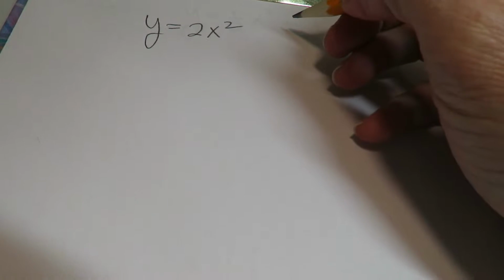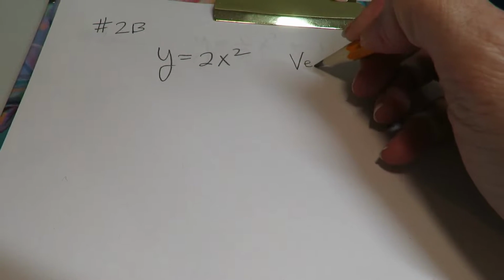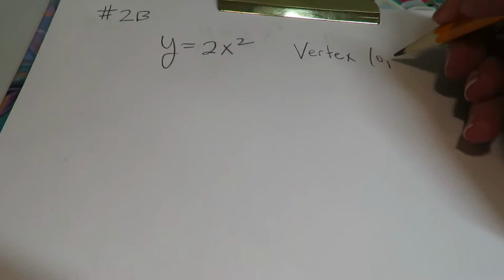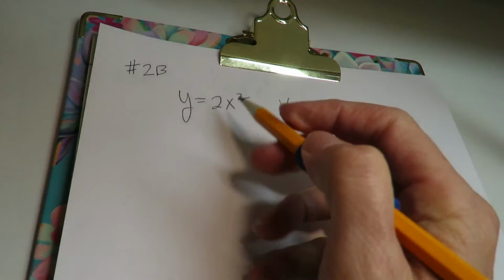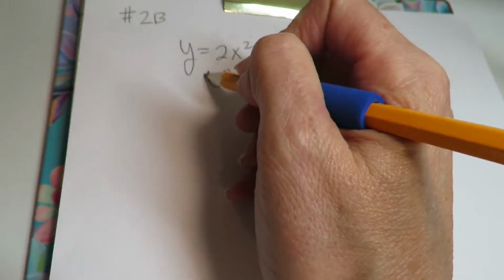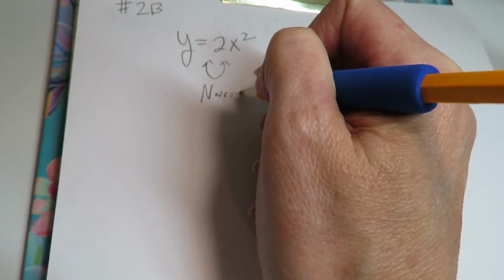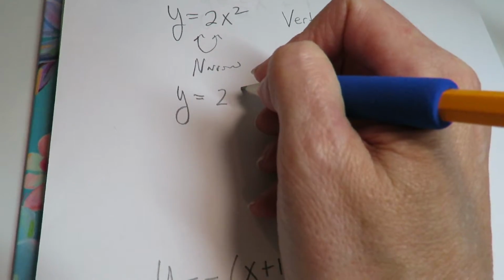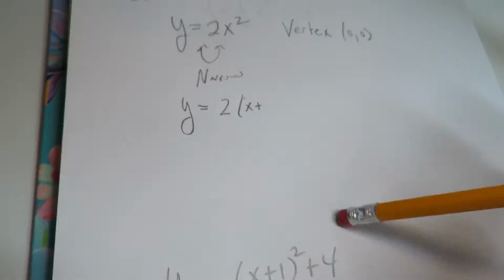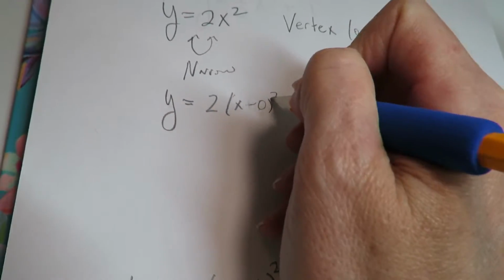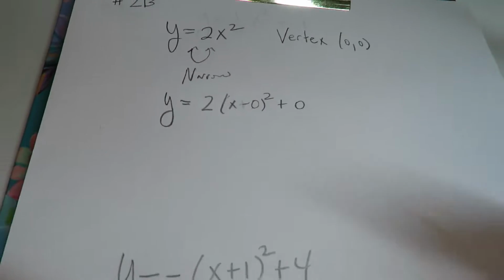So what is the vertex of y equals 2x squared? Okay, the vertex would be (0, 0), because this 2 is doing what? This 2 is making it face up and narrow. The actual h and k are 0, because you have nothing in the squaring and you have nothing after the squaring.